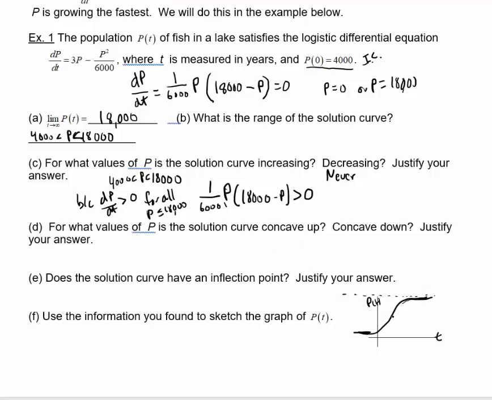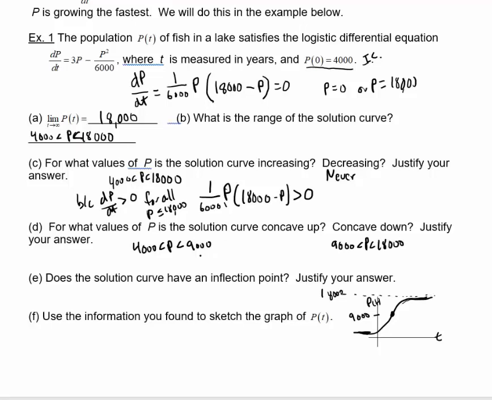And then for what values of p is the solution curve concave up? Well, an important thing I just want you to memorize is that the point of inflection always occurs at half the carrying capacity. So if the carrying capacity is 18,000, this point of inflection right there is going to occur at half of that, which would be 9,000. So the solution curve is concave up for p between 4,000, which is my starting point or my initial condition, and 9,000. And then it'll be concave down for p between 9,000 and 18,000.